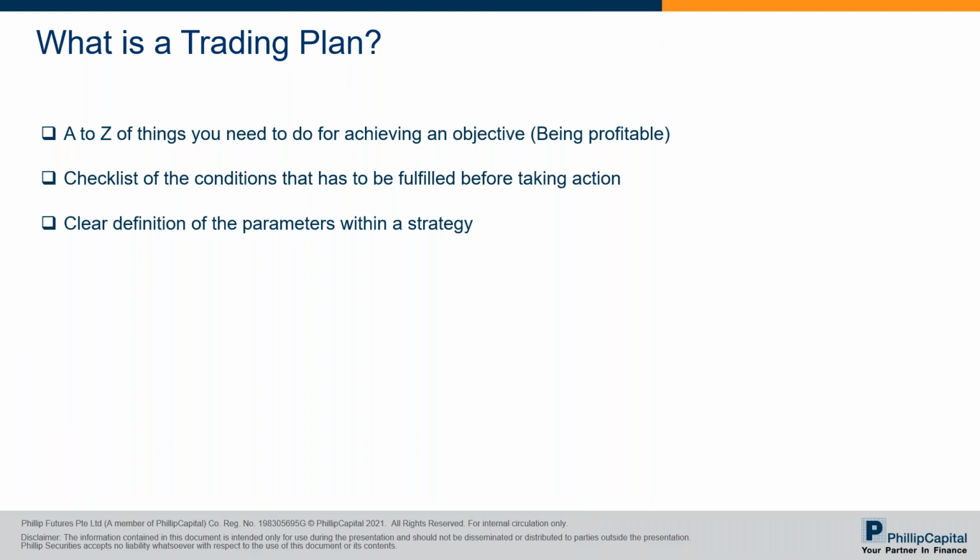So what exactly is a trading plan? It is an A to Z of things you need to do to achieve an objective. In trading, that objective is to be consistently profitable. I assume that is the case. No one wants to be unprofitable. So that's the key objective that we are all looking for. And not just profitable, but as consistently profitable as possible. That is key, because you can win one big trade and have many consistent losses that will eventually take you out of the trading game. Secondly, it is a checklist of conditions that has to be fulfilled in order for you to take action.